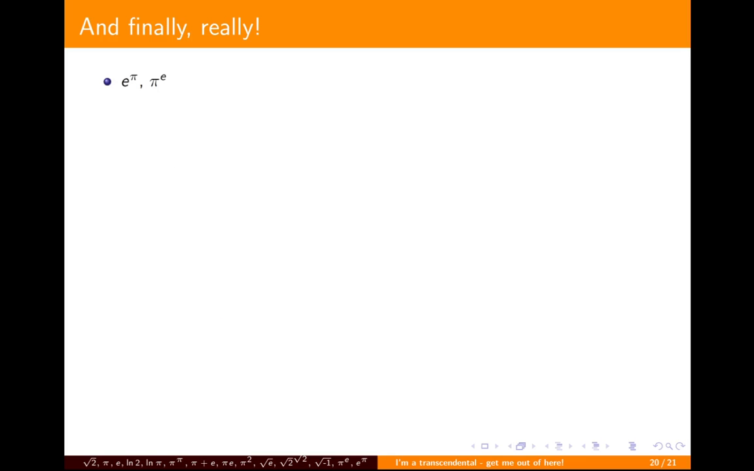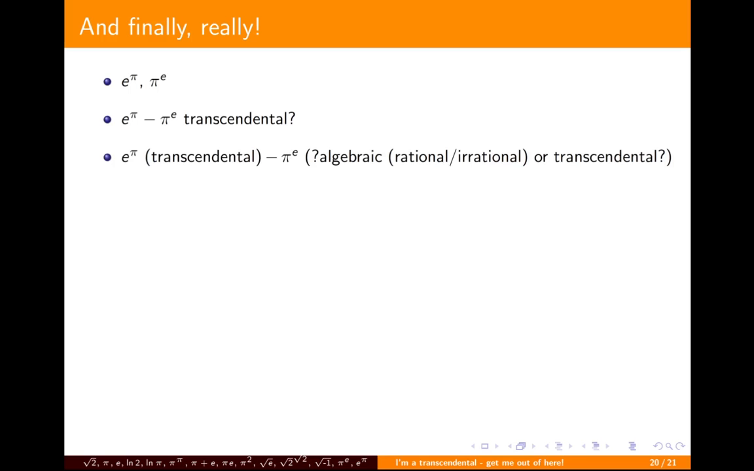And finally, coming back to our e to the pi, which is definitely transcendental, and pi to the e, which we don't know, what about their difference? Well, it's the difference of a transcendental number and one which we know to be either algebraic, so rational or irrational, or transcendental, but we don't know which of any of those categories pi to the e fits into. So all of these are still possibilities for that difference. We can also ask the question about which is the bigger of those two numbers. And in fact, one can easily calculate that e to the pi is bigger than pi to the e.